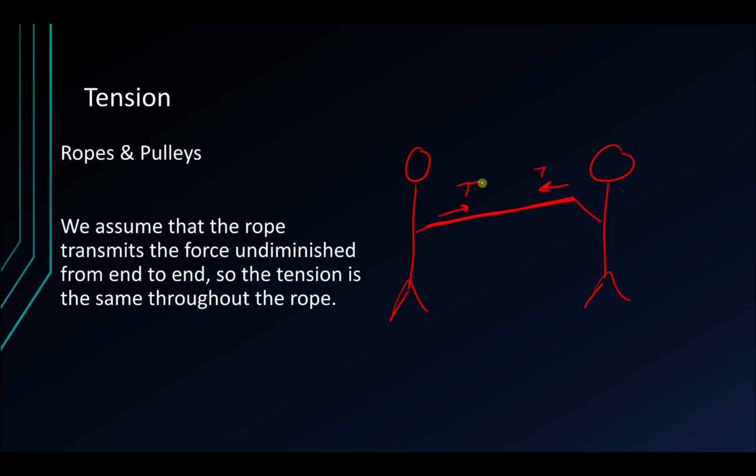And two, the error value is not going to be great enough to really produce a significant issue in the problems that we are doing in this class. So because this rope doesn't stretch, we also assume that the force transmits throughout the entire rope undiminished from end to end, meaning that whatever force person 1 applies to the rope, person 2 is going to feel that exact same force. So it goes all the way through the rope without diminishing or getting smaller.